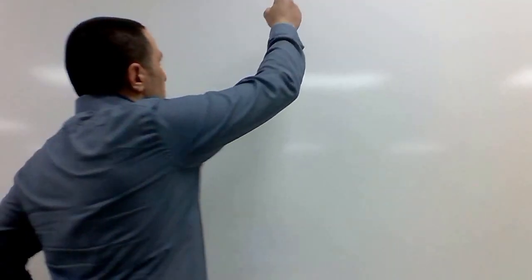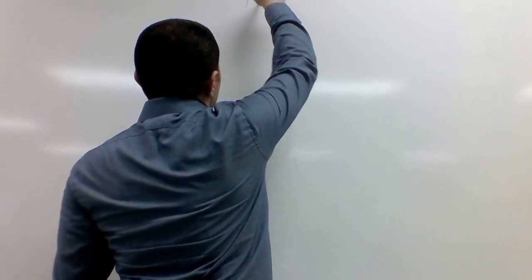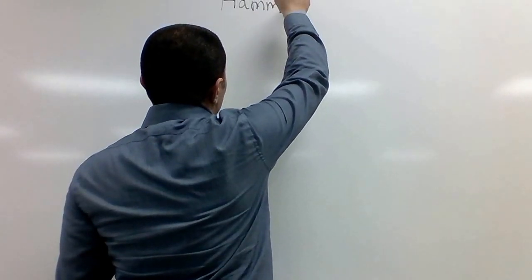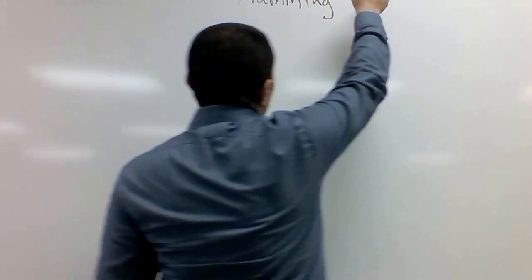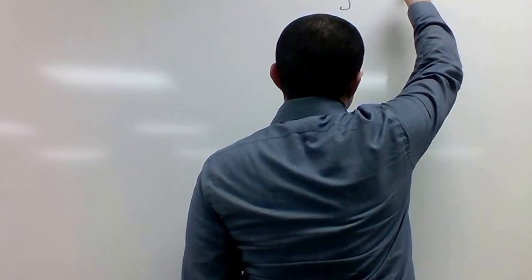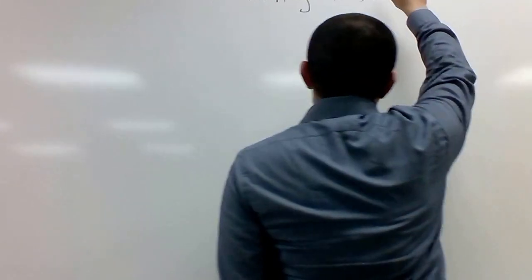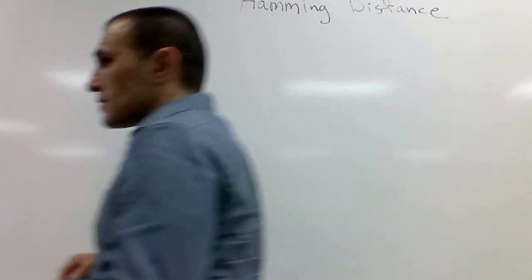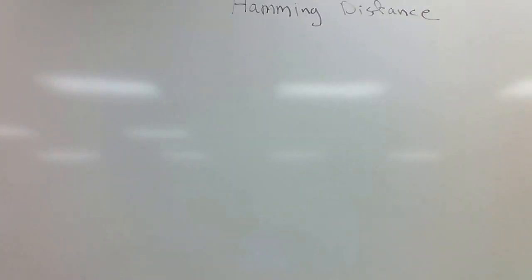Okay, who remembers what's the difference between CRC and Hamming distance? What's Hamming distance? What's CRC? Detection of an error. Error detection algorithm. Which one is an error detection and correction? Hamming distance.